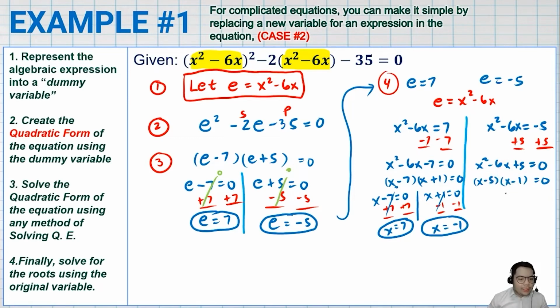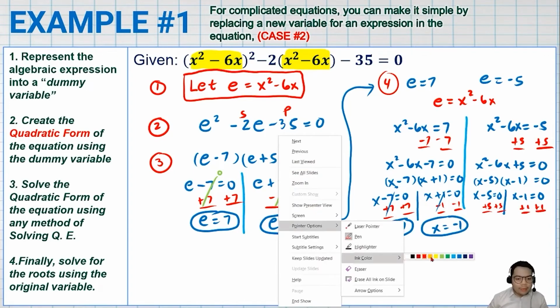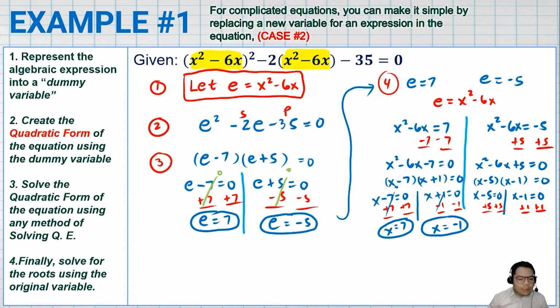So, hatiin ulit natin sila. One is having x minus 5 is equal to 0 and one is having x minus 1 is equal to 0. Then, to get the roots, we have to add 5 for both sides here and then add 1 for both sides. So, we'll have the two remaining equations as to magiging 0 na. So, x is equal to +5. And this one, magiging 0 na din. So, x is equal to +1. So, as you can see, apat ulit yung nakuha natin.